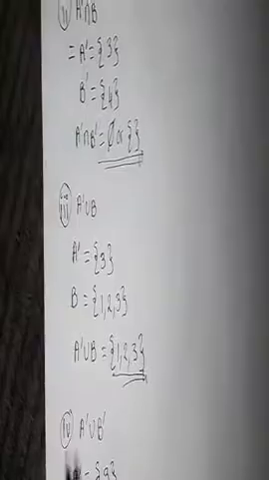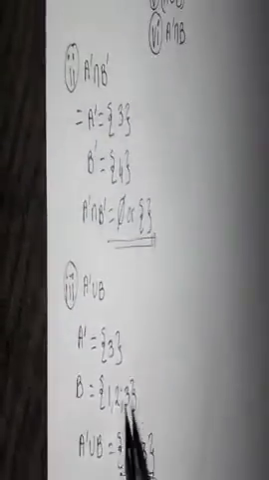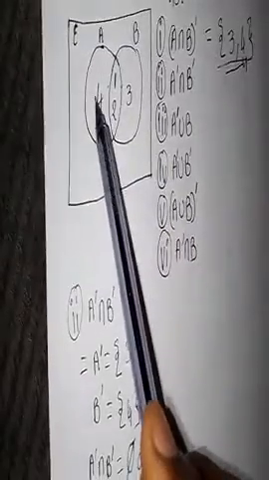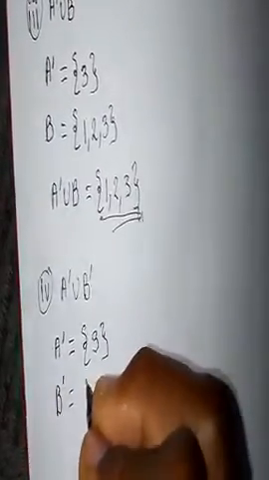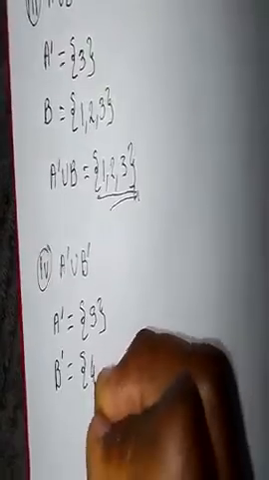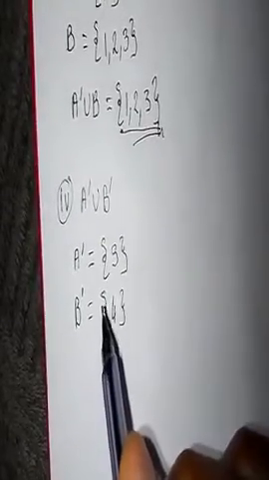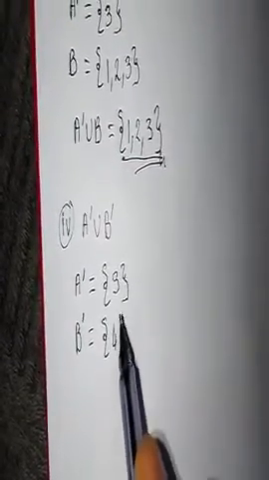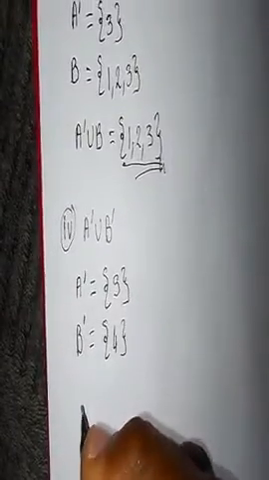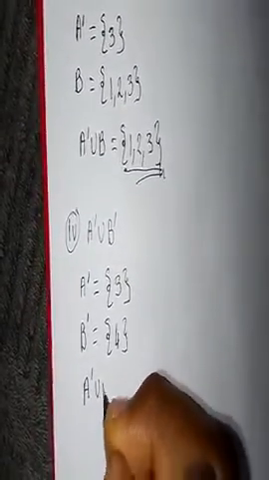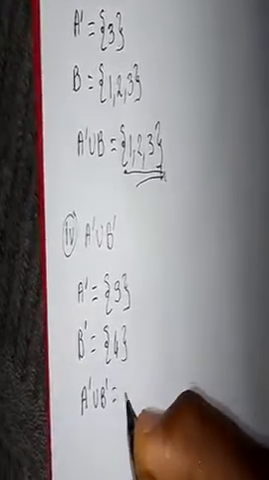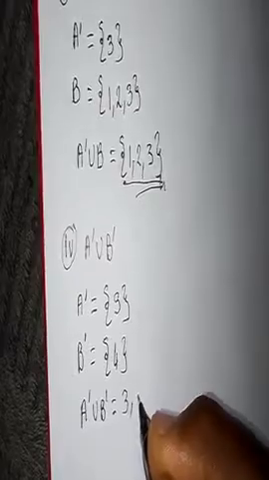So now let's list the elements in B complement. So B complement, everything outside of B, it's 4. B complement is equal to 4. So union means put everything together, in ascending order or alphabetical order. So A complement union B complement is equal to 3, 4.